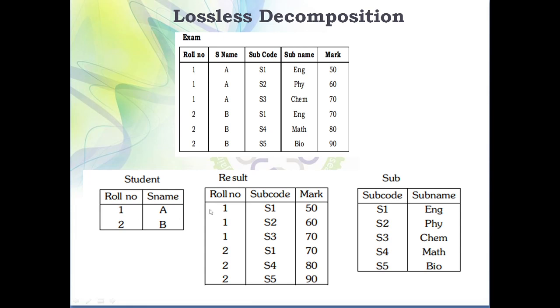Roll number 1 is there, so we got the roll number. We are performing the join operation. So roll number is 1 here, then student name is A, subject code is S1, and mark is 50. Just consider that the subject name column is not there, and we are performing the join operation on these two. We are trying to see whether we get the original table back or not.